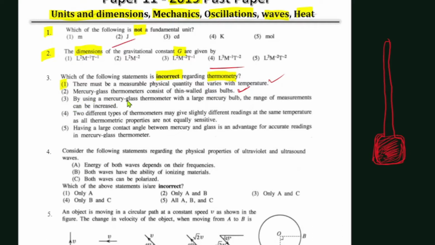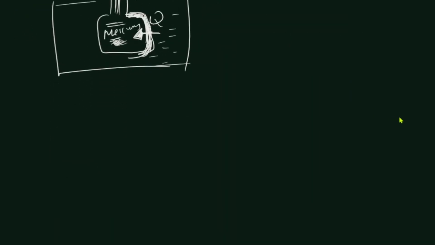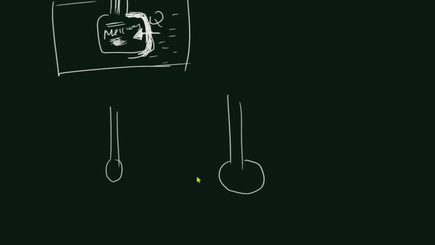By using a mercury glass thermometer with a very large mercury bulb, the range of measurements can be increased. Okay, so what they're saying is, if you use a small mercury bulb and then increase the size of the mercury bulb, can you change the range of the temperature measurement? Can you change the range of the temperature measurement?